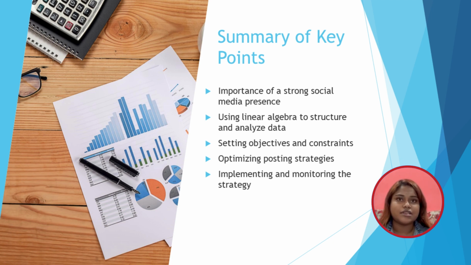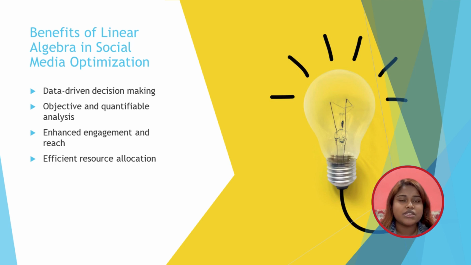In conclusion, let's recap the key points we have covered. We highlighted the importance of a strong social media presence and demonstrated how linear algebra can help structure and analyze engagement data. We discussed setting clear objectives and constraints, optimizing posting strategies, and the importance of implementing and monitoring these strategies effectively. The benefits of using linear algebra in social media optimization are clear. It enables data-driven decision making, provides objective and quantifiable analysis, enhances engagement and reach, and ensures efficient resource allocation.